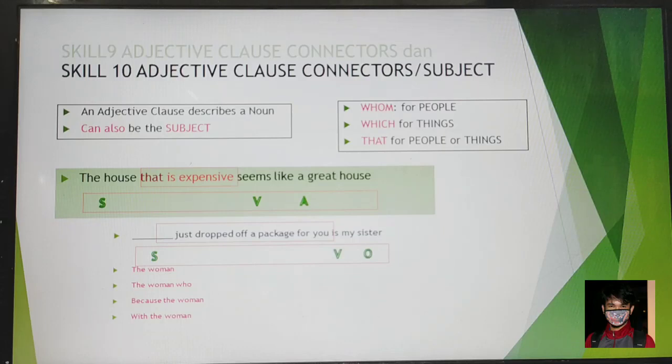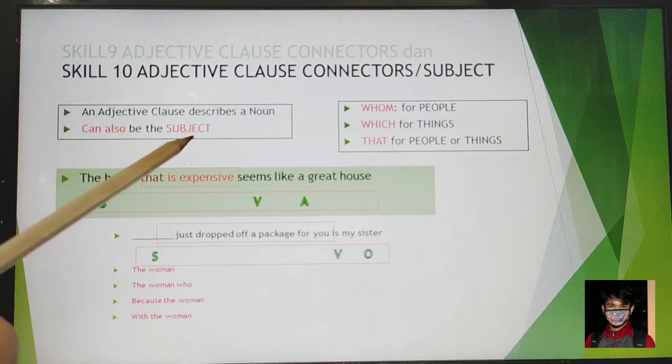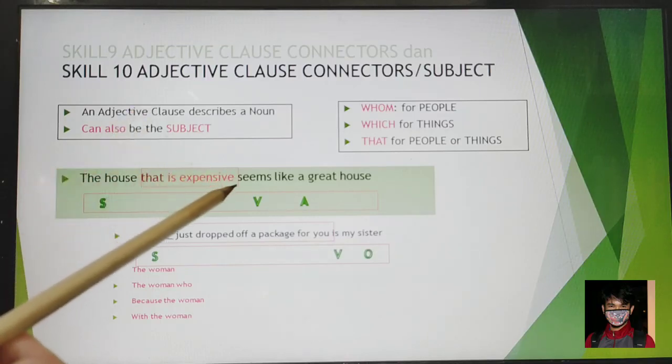So today we are going to discuss the following skills in TOEFL preparation. Skill 10. For skill 10, we're going to talk about adjective clause connectors or subjects. As we have just mentioned before, the adjective clause describes a noun, and an adjective clause also could be the subject. Okay, so the position of the adjective clause must be in the subject.